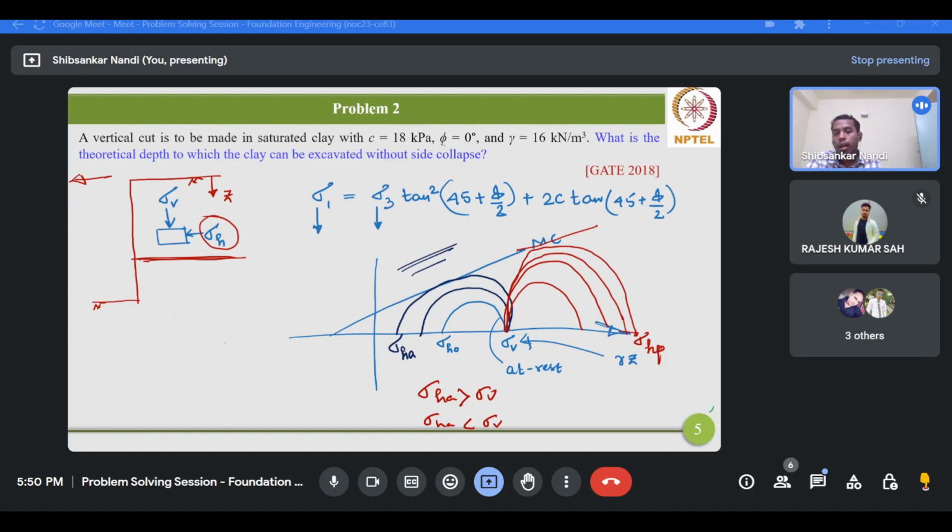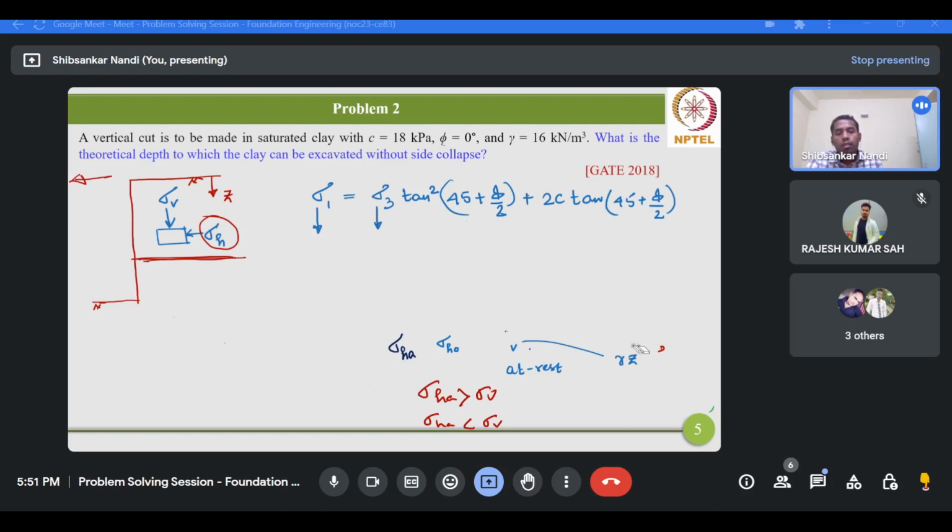Sigma V is greater than sigma HA. So sigma V will give you the major principal stress, and sigma HA will give you the minor principal stress. Am I correct? Yes, sir. And for the passive condition, it will be the opposite. Sigma V will give you the minor principal stress, and sigma HP, that is the lateral pressure, will give you the major principal stress. Okay, so it should be clear.